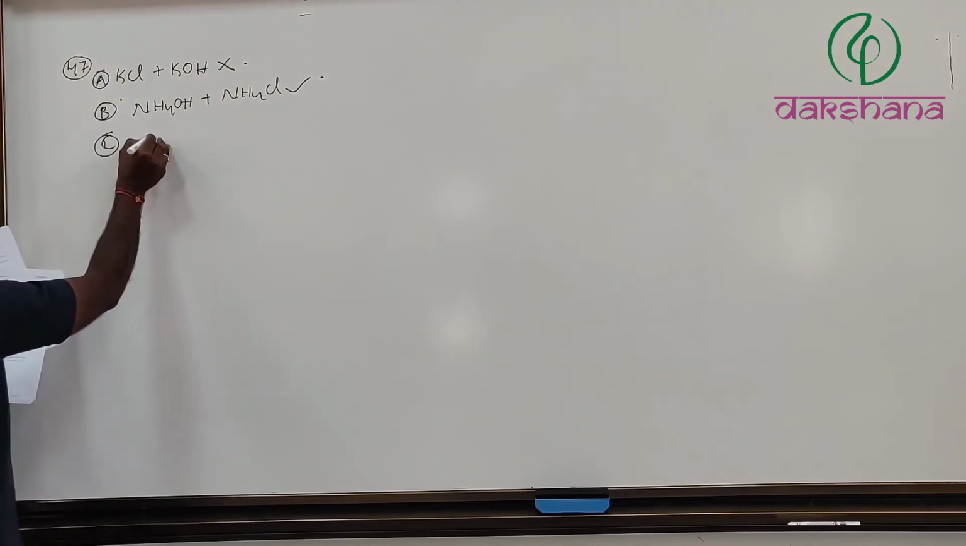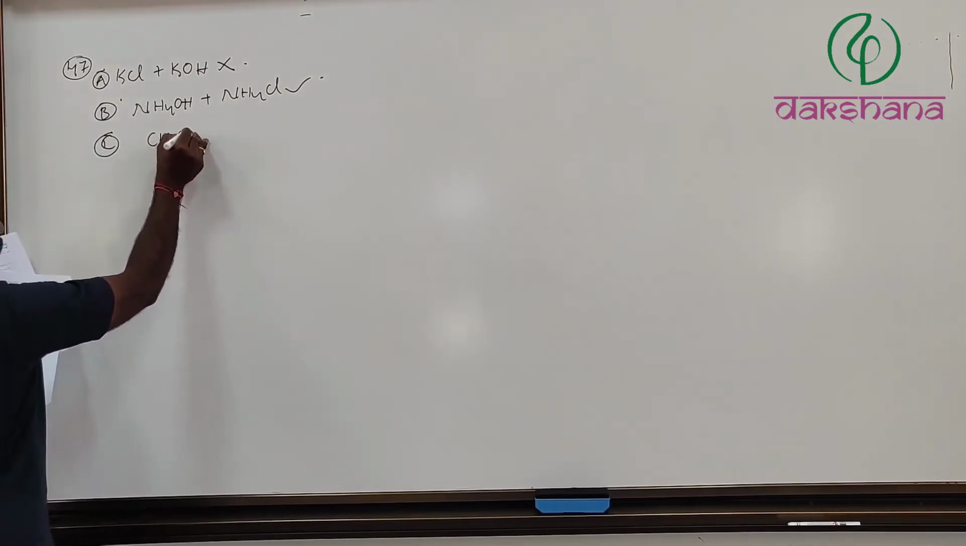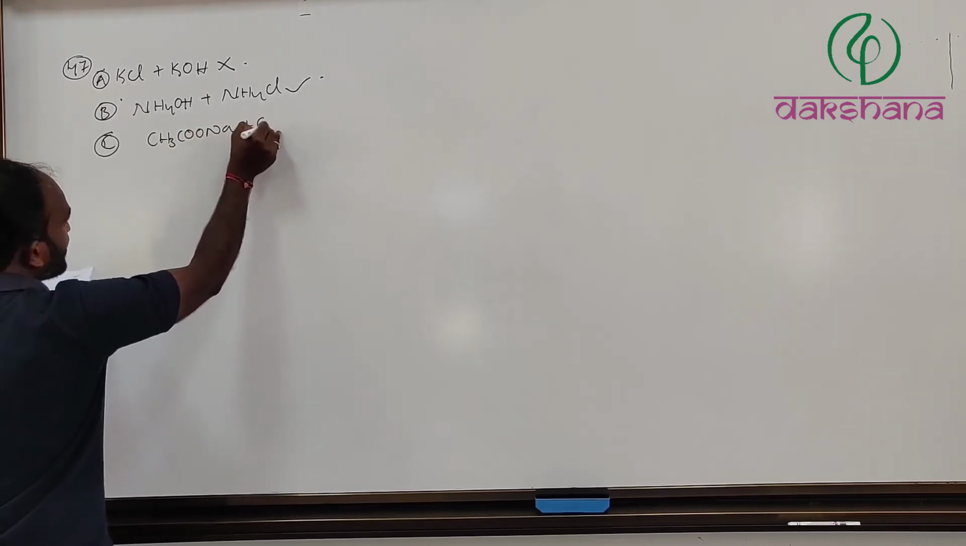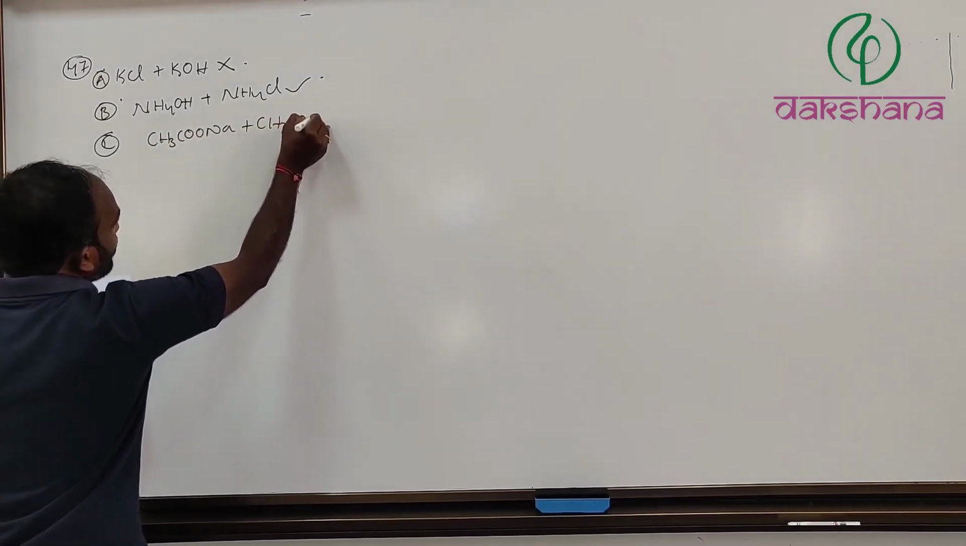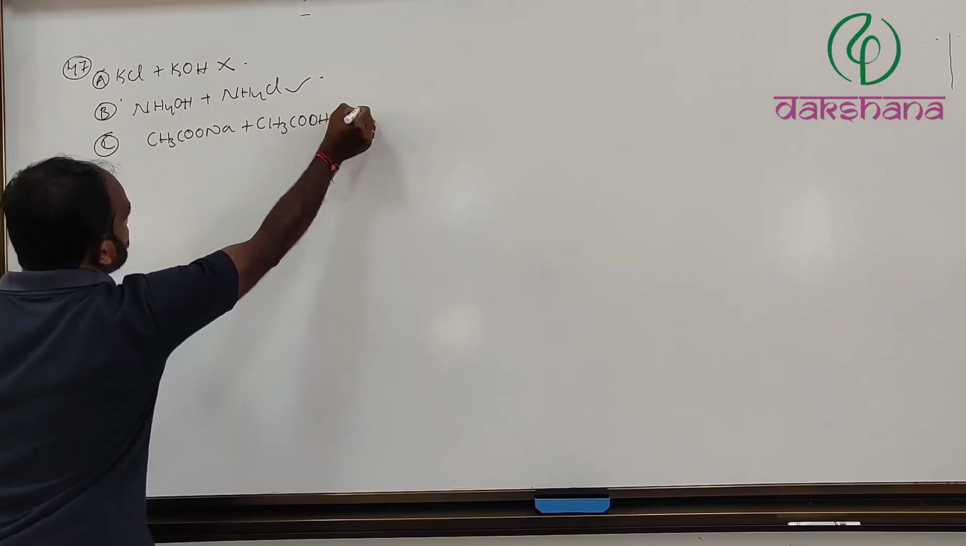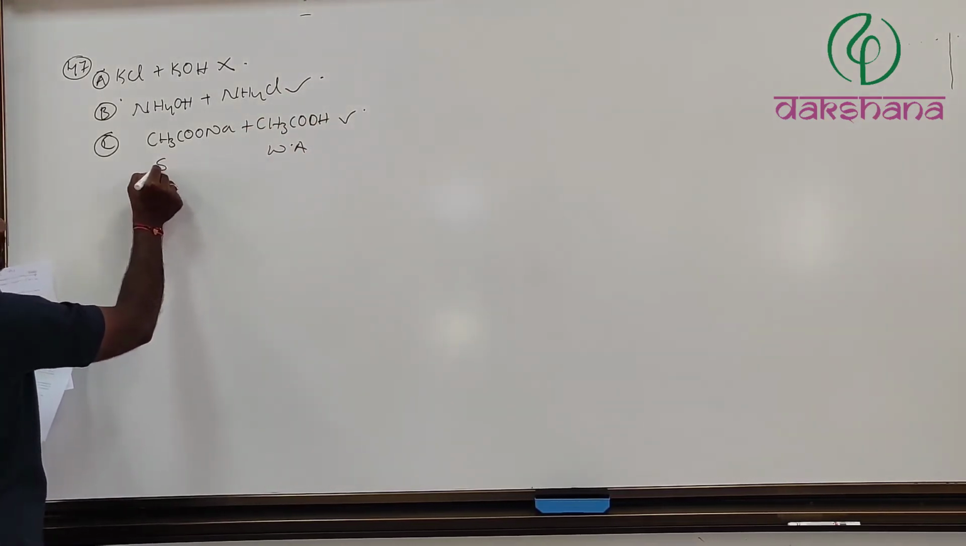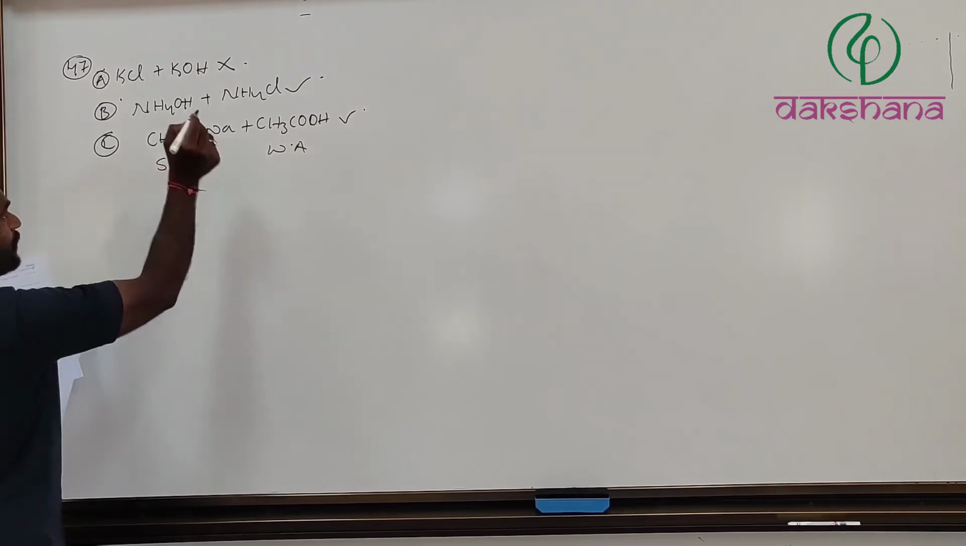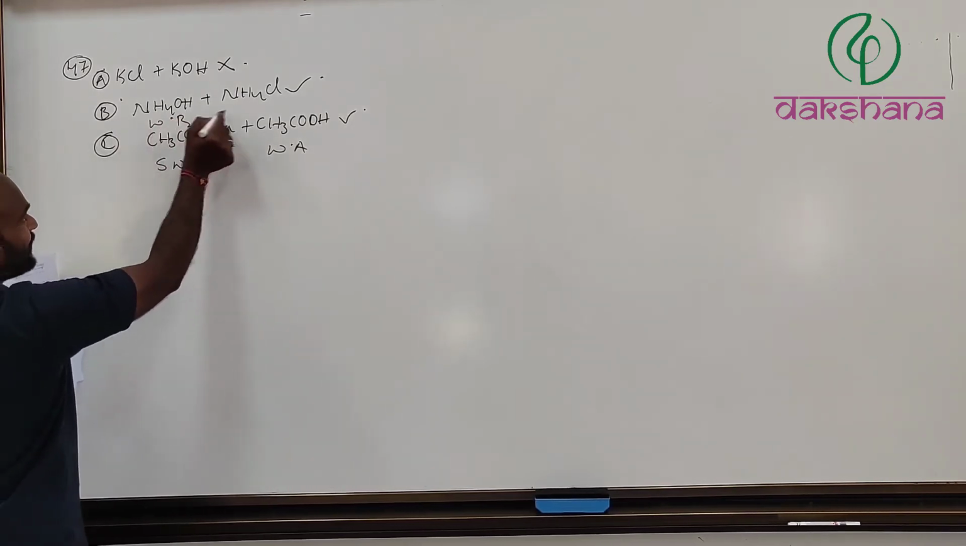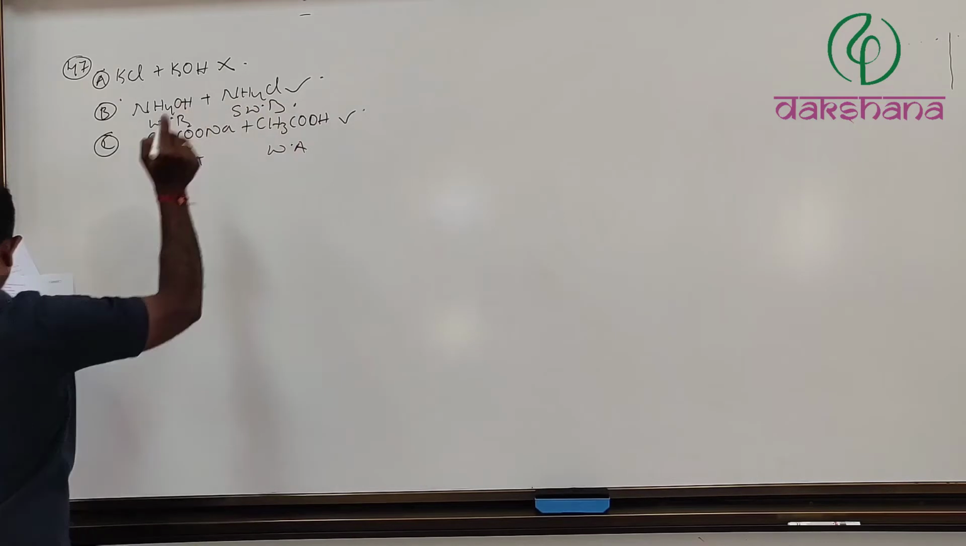C, sodium acetate, CH3COONa along with CH3COOH. Surely it can form a buffer solution, because CH3COOH is a weak acid and this is going to be a salt of a weak acid. This is also a weak base, and it is a salt of a weak base.